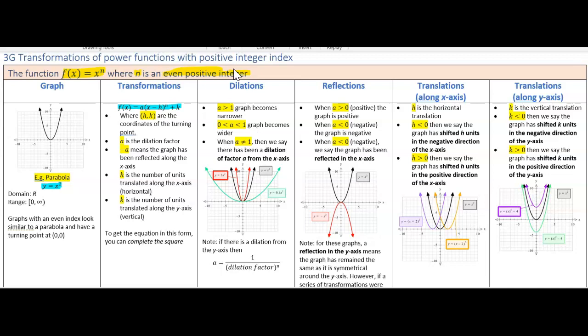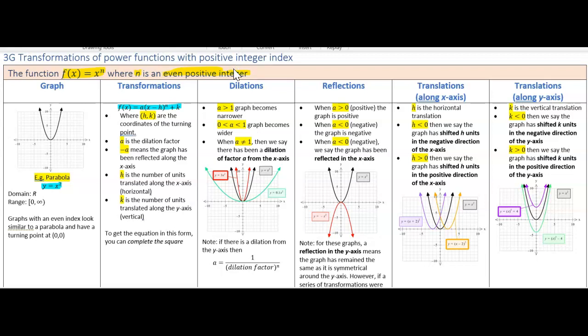So just make sure that you understand what a basic parabola looks like, and how the transformations affect that basic parabola. Graphs with an even index, so an even power, look similar to a parabola and have a turning point at (0, 0). So if we're looking at a quartic, for example, it pretty much looks like a parabola. It just has a bit of a flatter bottom.